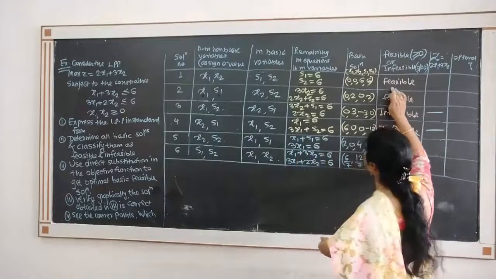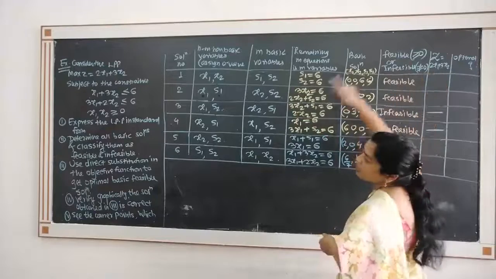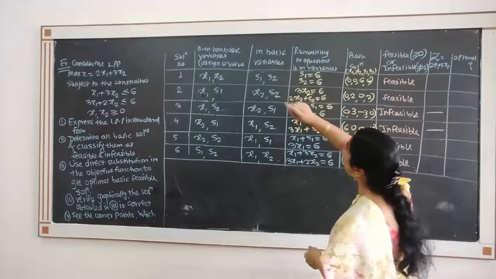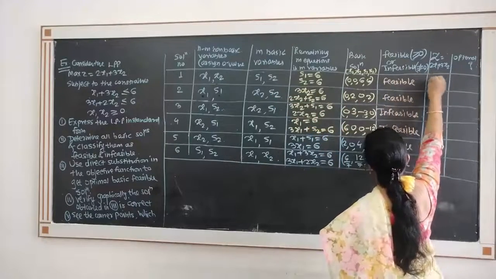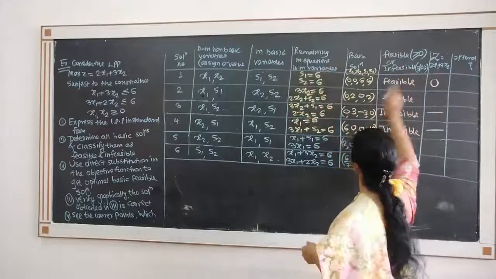In the first case, see the value of z. z is 2x1 plus 3x2, and we are putting x1, x2 as 0. So in this case the value of z is 0 because our solution is x1, x2 is 0.